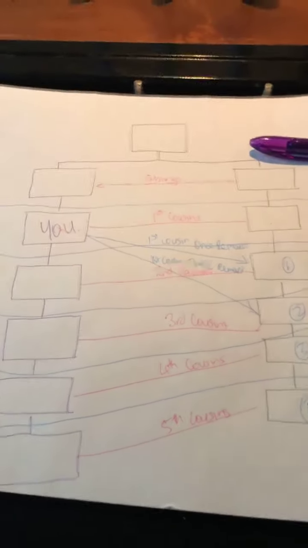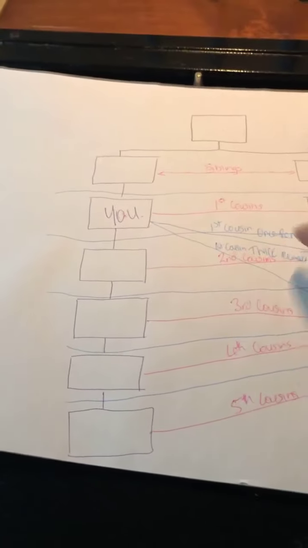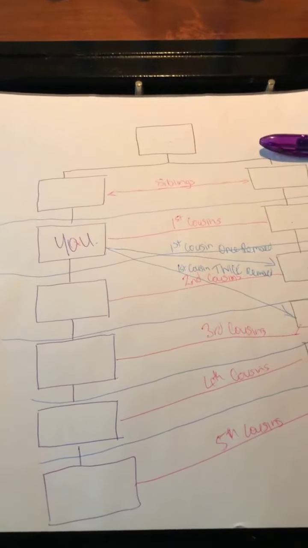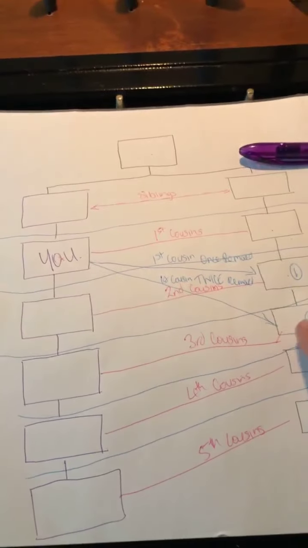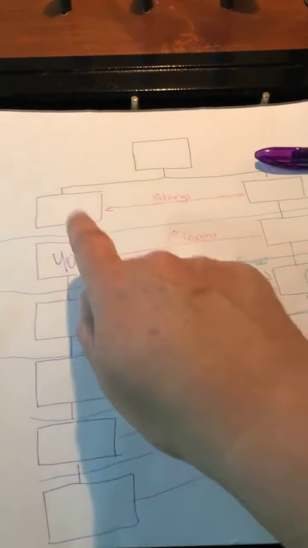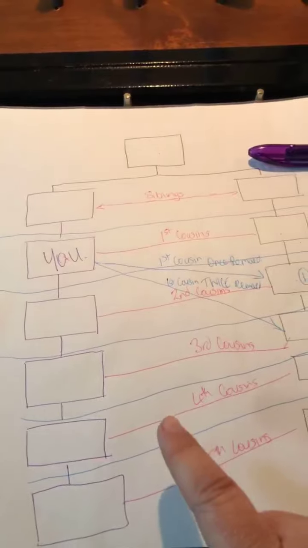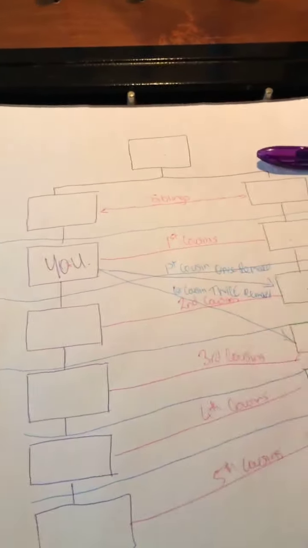Easy enough? Just think, if they are removed once or twice from you, that's how many generations above or below they are. So in this case, this one here, going the other way, would be first cousin twice removed. It goes back the same way. So that is how you figure it out.